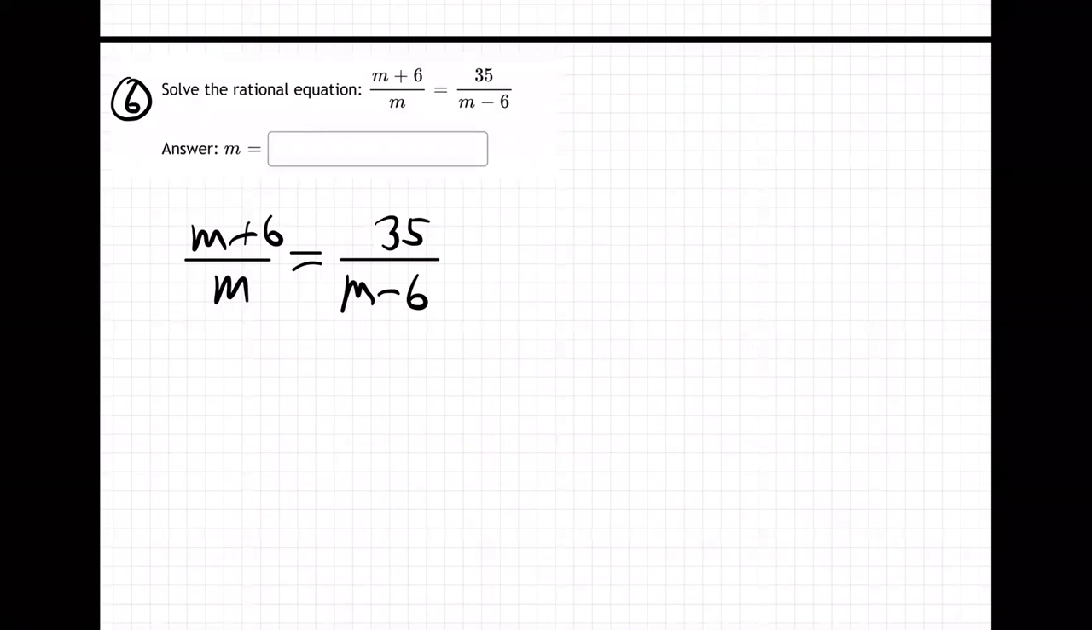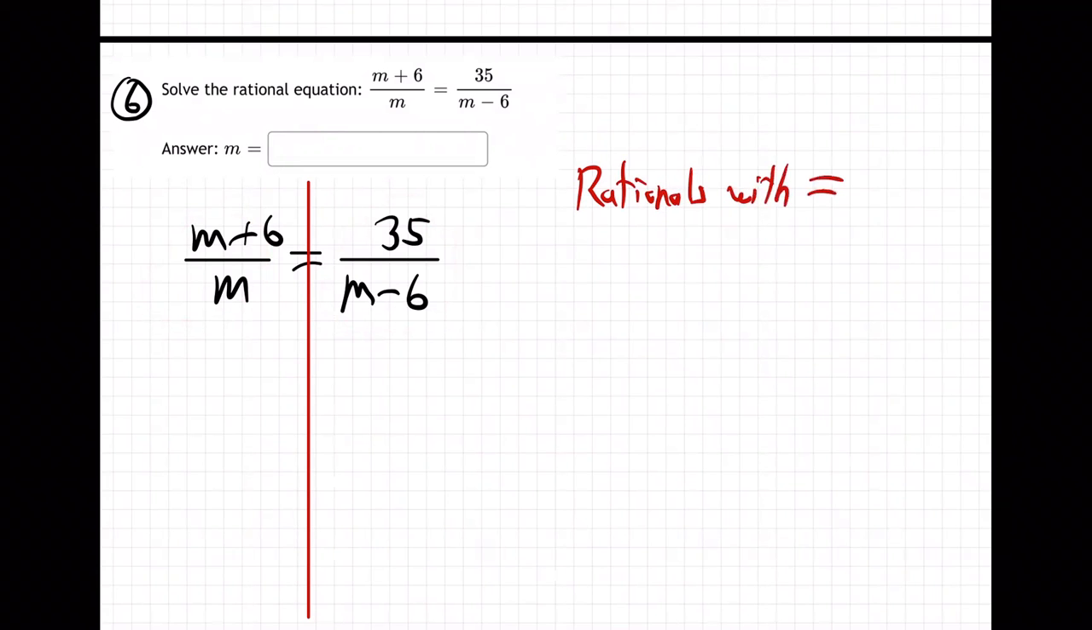Okay, so on this question, we have two equal fractions. So let me put in the wall whenever we have that. I like to put in the wall of separation for the equal sign. So we have rationals with an equal sign. So what do you do when you have rationals with an equal sign?